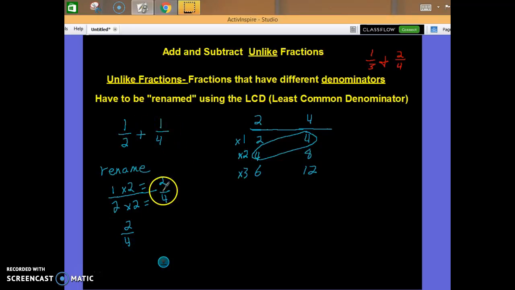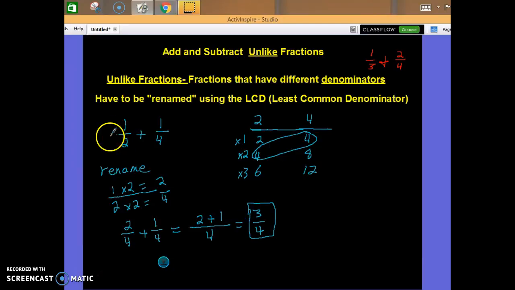And I don't need to rename this 1/4 because now these are like fractions. So now I have 2/4 plus 1/4. When we add like fractions, we're going to add the numerators, 2 plus 1, and put it over the denominator, which is 4. So this becomes 3/4. So 1/2 plus 1/4 is 3/4.